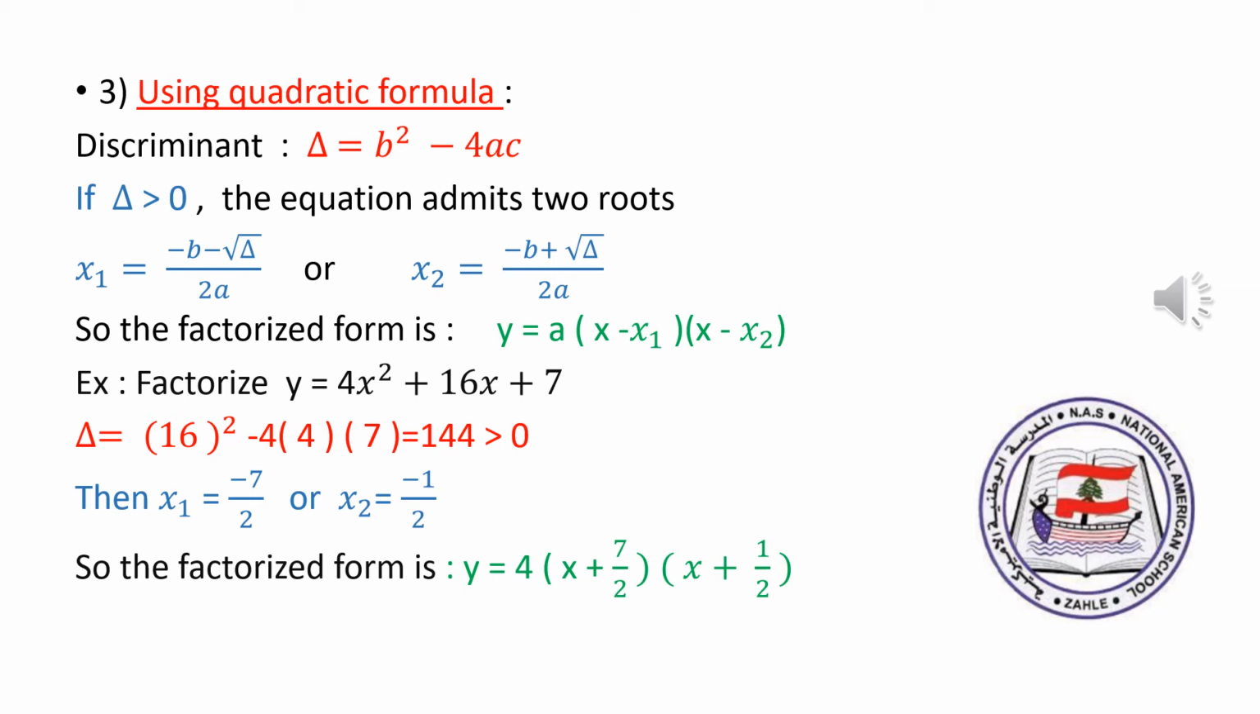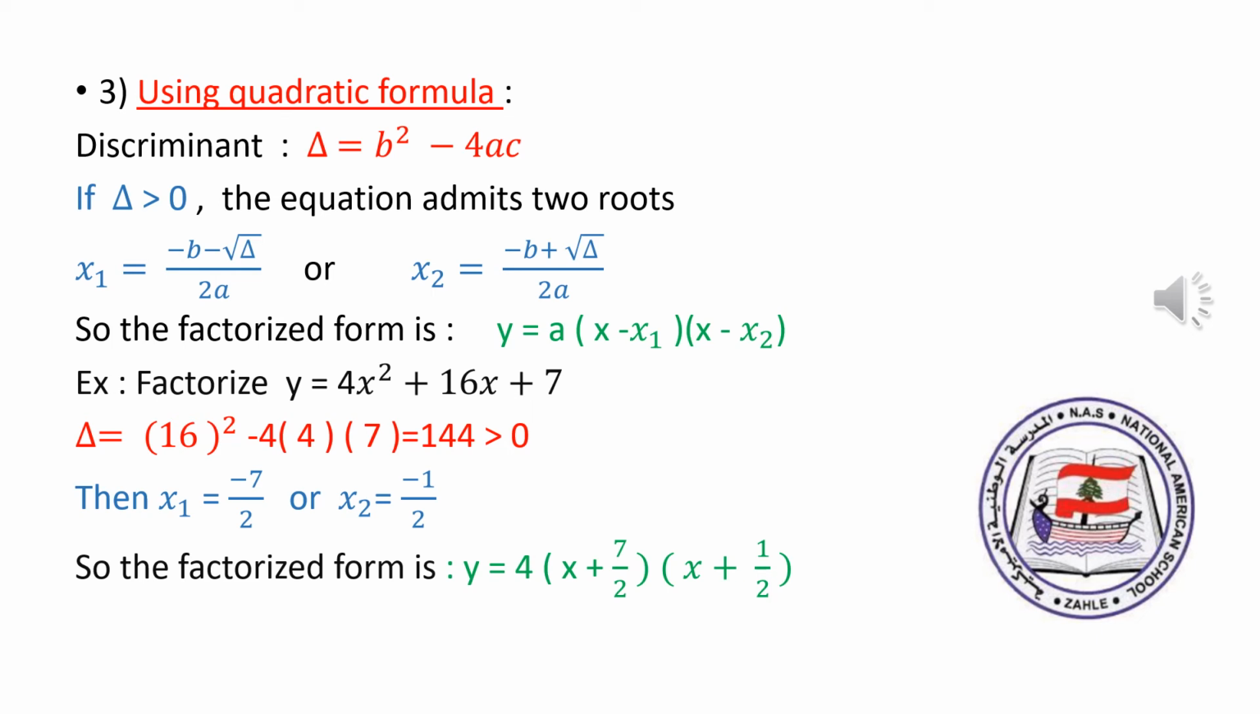Example, factorize y equal 4x squared plus 16x plus 7. First, we need to define delta. Delta in this example is equal to 144. It means it's positive. So directly we can define x1 and x2. And the factorized form will be y equal 4 into x plus 7 over 2, x plus 1 half.